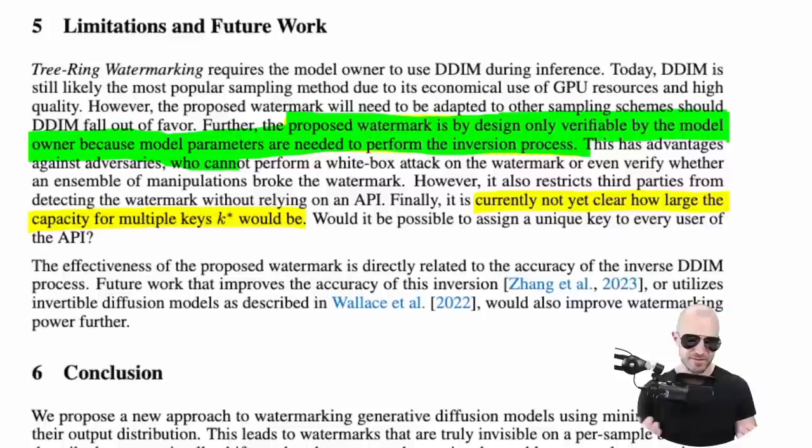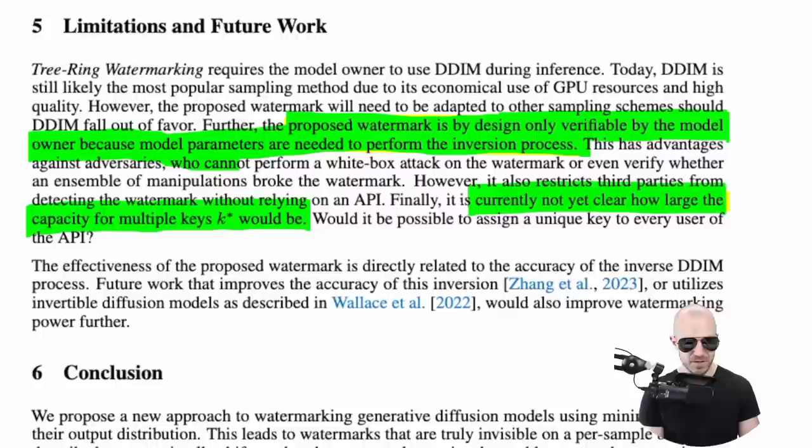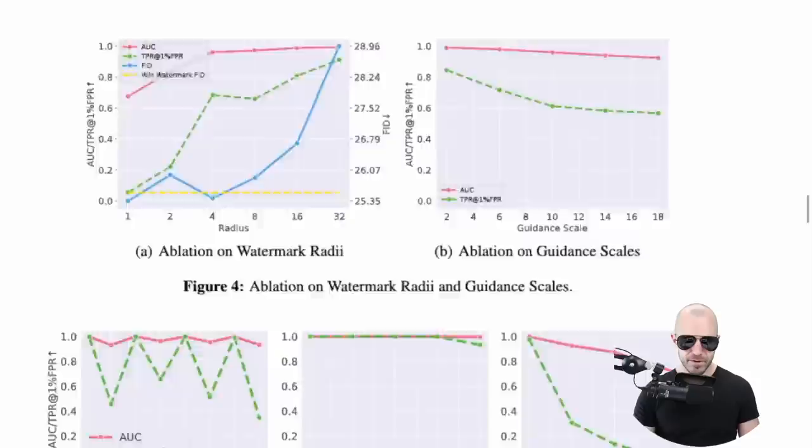They also say currently it is not yet clear how large the capacity for multiple keys would be. And in that case, the question is, okay, the key I've shown you before with the concentric rings, right? How many of those could I use and still being able to differentiate between all of them? That is mainly a property of how much the perturbations affect. So the perturbations that an attacker would use, the ones we saw right here.